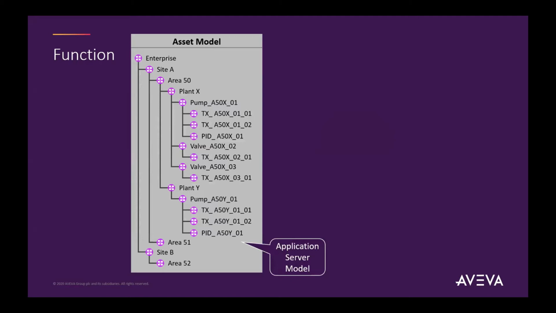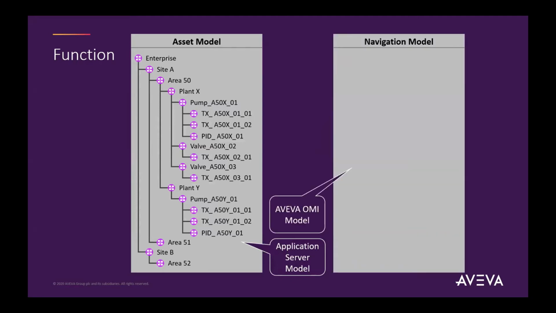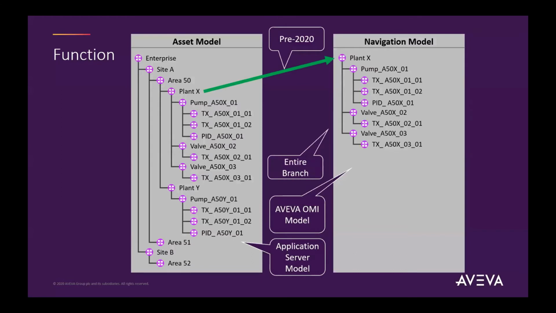Now to visualize in OMI, I need to build some kind of navigation model. This is the model that I'm going to present to my user. So if he sits in front of me, I'm showing him what he can look at and click on. Now that navigation model is easily built. I can simply drag something from the asset model, put it in my navigation model, and it will bring the entire branch that sits below that in there.